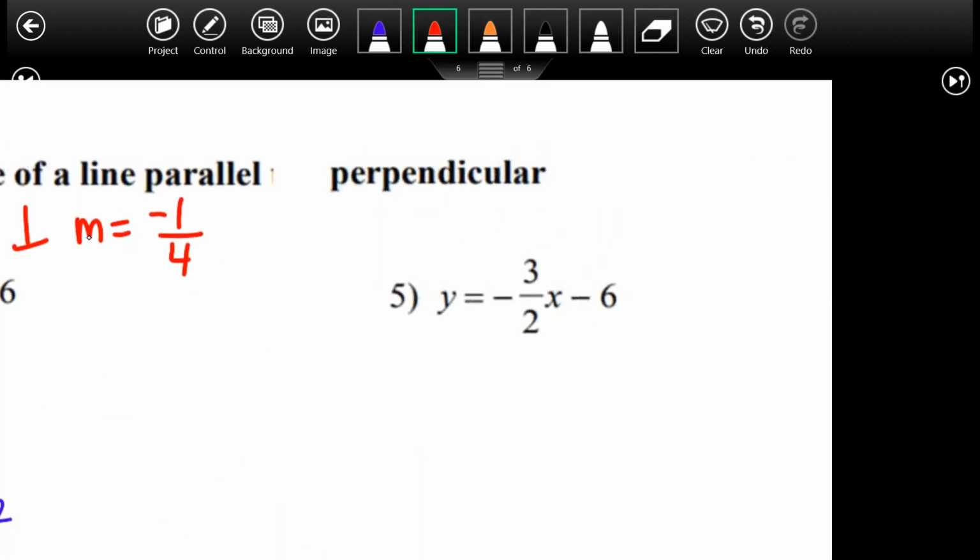The next one is very similar. This is our slope. Parallel would mean that our slope is just going to be negative 3/2. Nothing's changed. Perpendicular is the other version.